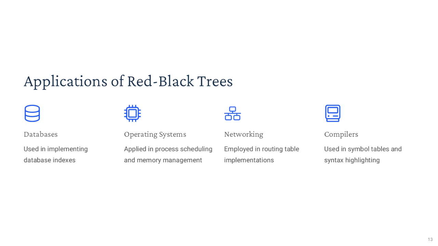In operating systems, red-black trees are applied in process scheduling and memory management. Networking also benefits from red-black trees, where they are used to implement routing tables for efficient data transfer. In compilers, they are used in symbol tables to quickly retrieve variable or function definitions. These applications demonstrate the versatility and importance of red-black trees in optimizing complex systems across domains.